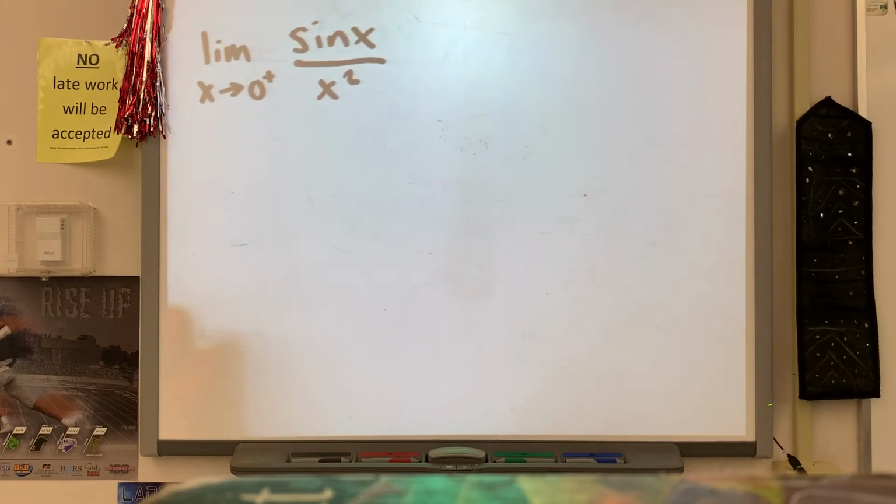So once again, as you can see here, the limit as x approaches 0 from the right, remember what that plus sign means, of sine x over x squared.